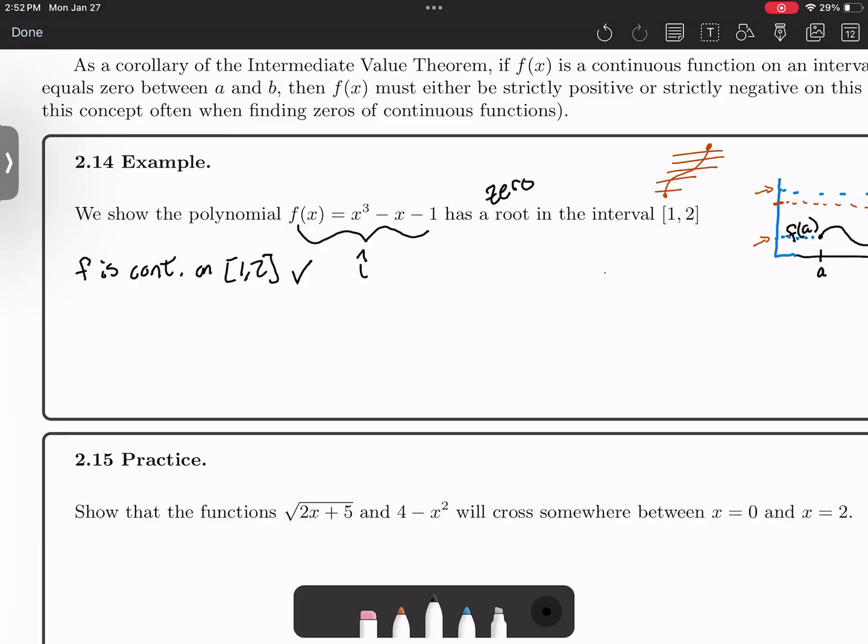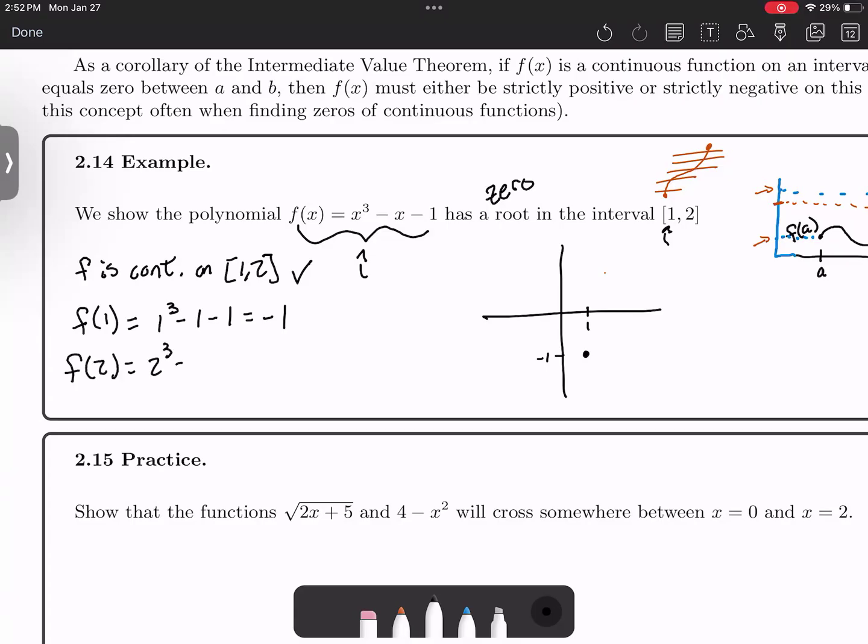And now let's look at f at the left endpoint at 1. f of 1 is going to be 1 cubed minus 1 minus 1, for a value of minus 1. So far, here's 1, and our function has a value of minus 1 there. Now let's look at the function at 2. This would be 2 cubed minus 2 minus 1, or 5. So over here at 2, we have a y value of 5.